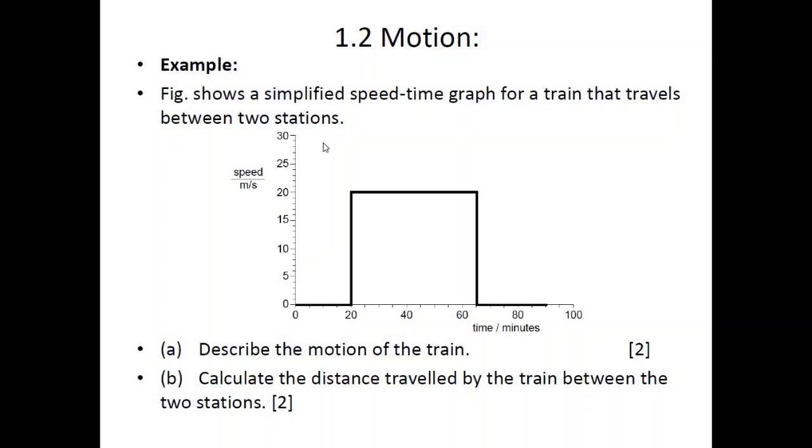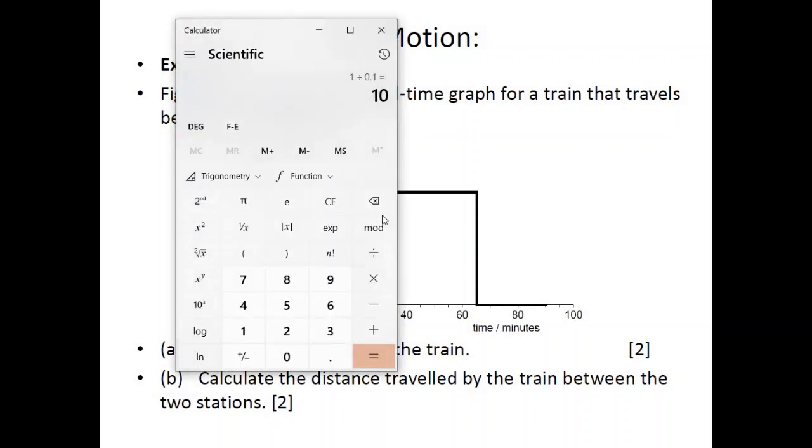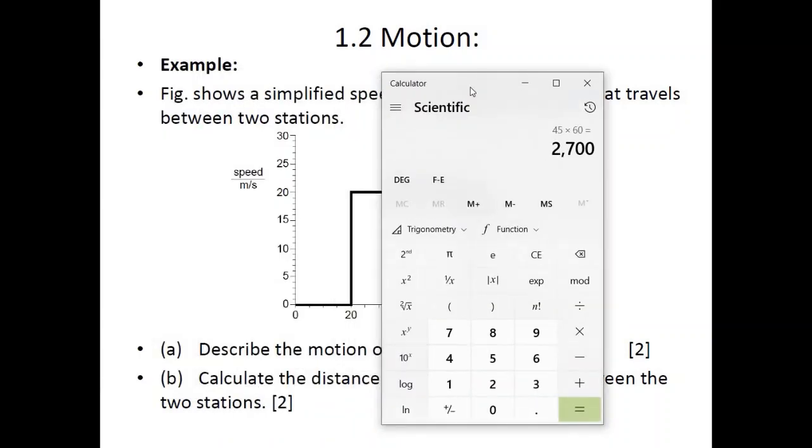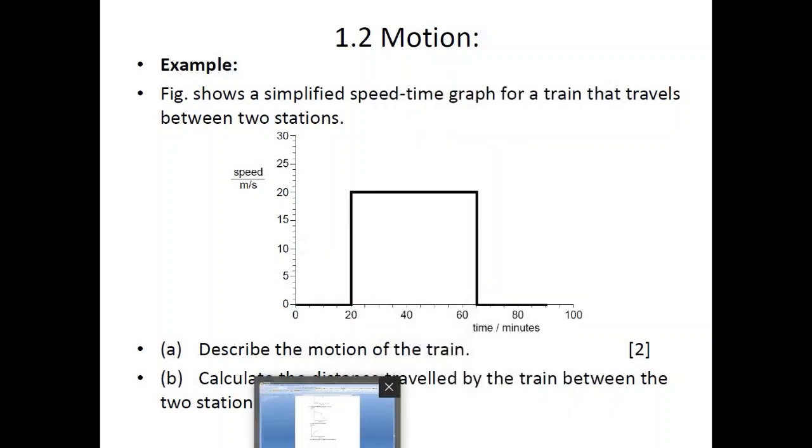So if we have 45 minutes, how can we convert it into seconds? Just multiply by 60, and that gives us 2700 seconds. This would be our value of this. Multiply with the speed, that is 20. That gives 54,000 meters, or you can divide it by 1000 and write the answer in kilometers.